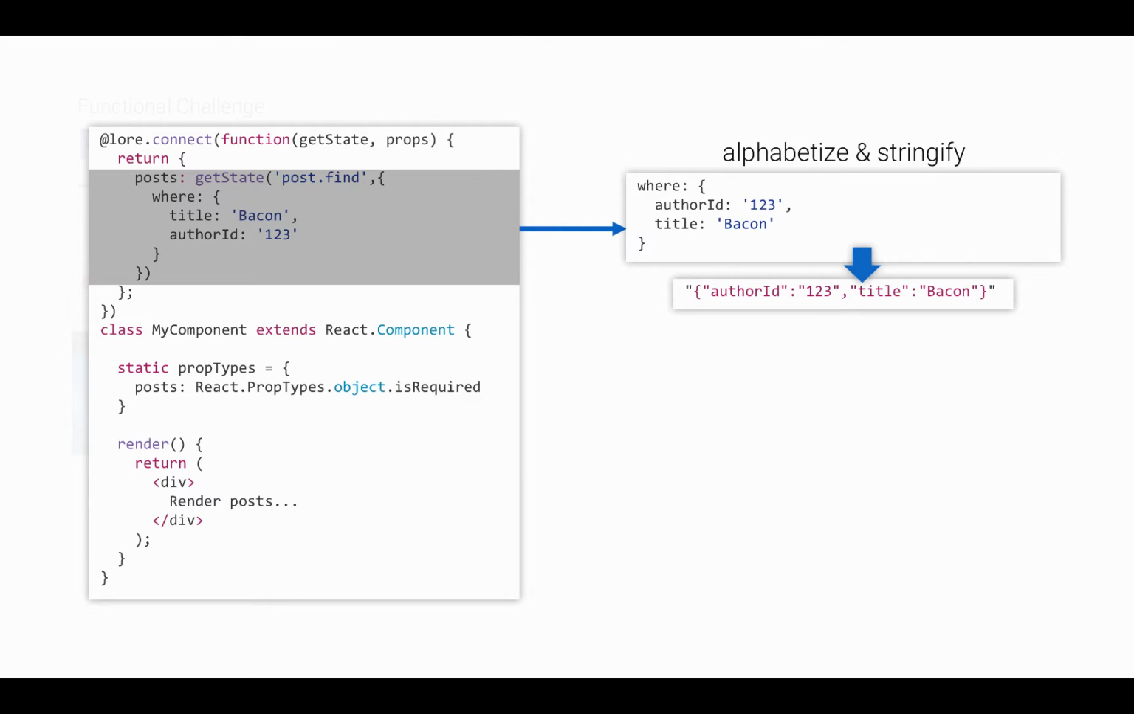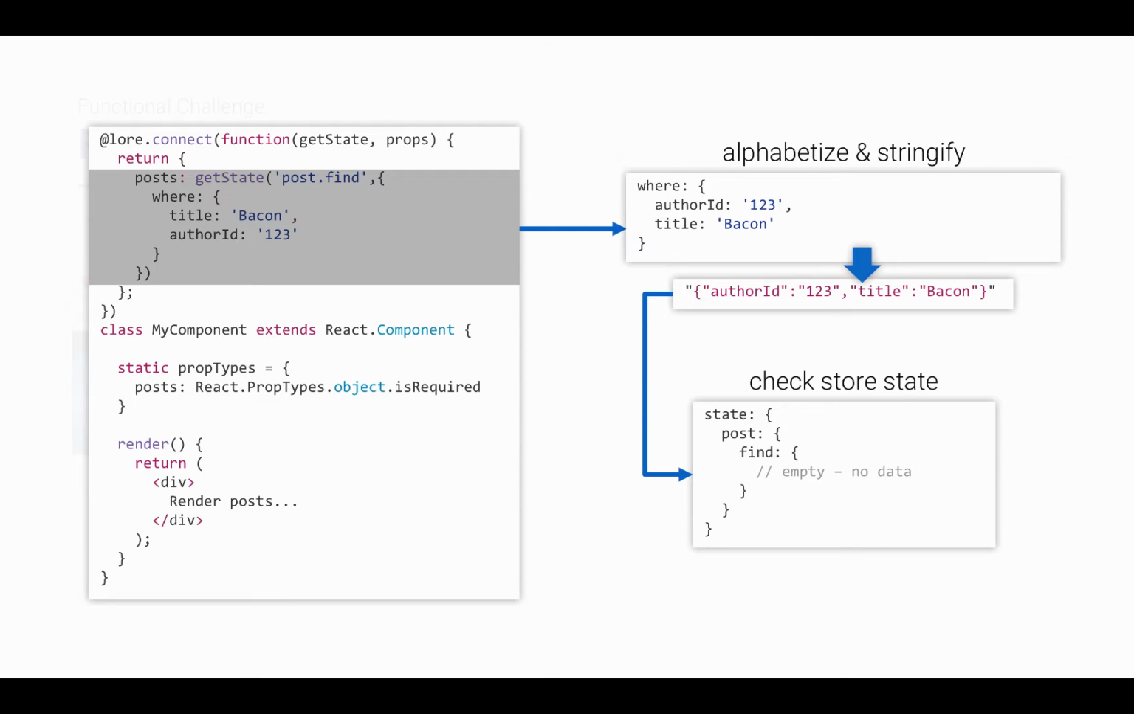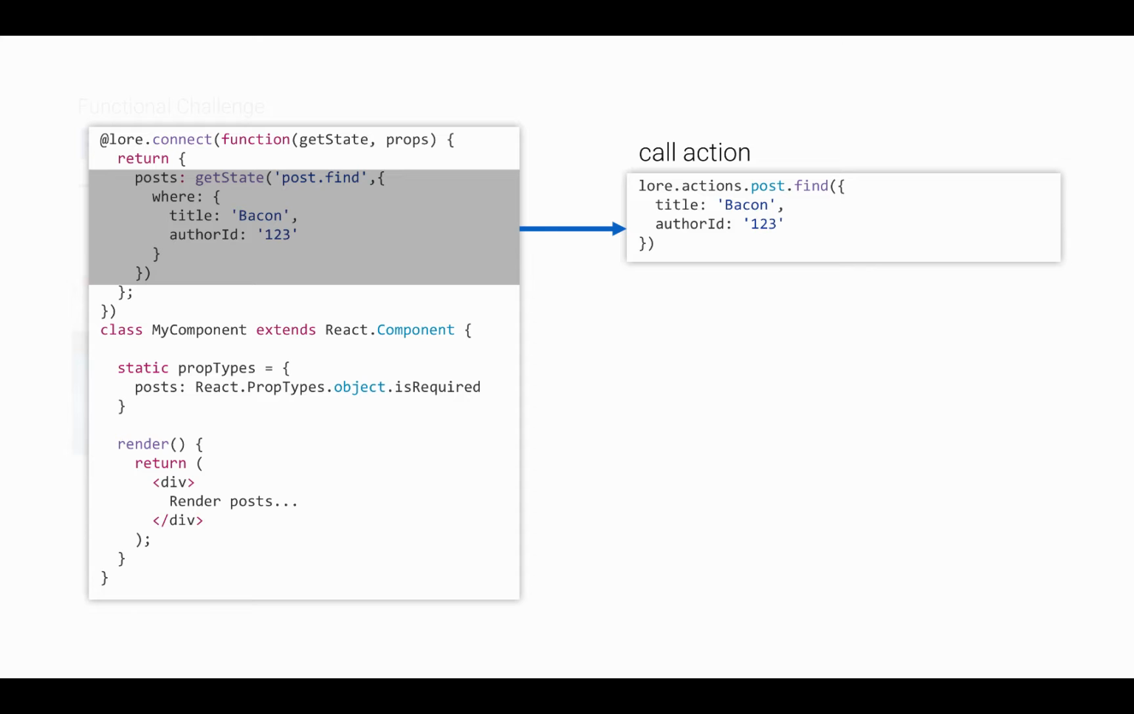The first thing Lore does is alphabetize the where clause and stringify it. And what this does is that it creates a unique key that represents this query and that will be identical every time regardless of the parameter order within the where clause. Lore then takes that query key and looks in the store's state to see if the query has already been asked. For this example, we're assuming that no component has requested this data yet, so we're starting off with an empty data store. And because of that, following the pattern for this decorator, Lore will then invoke the action responsible for retrieving that data.